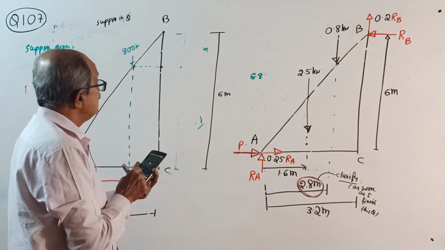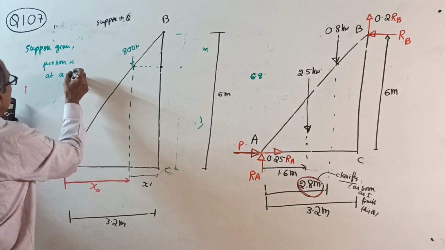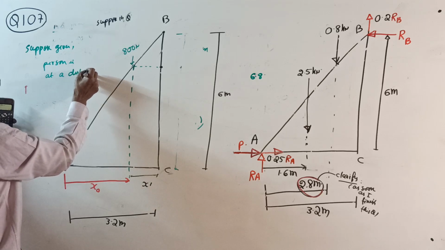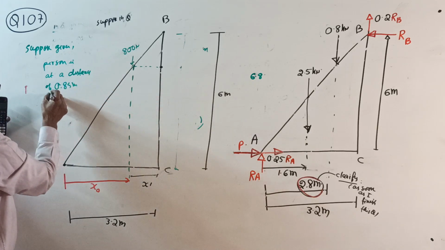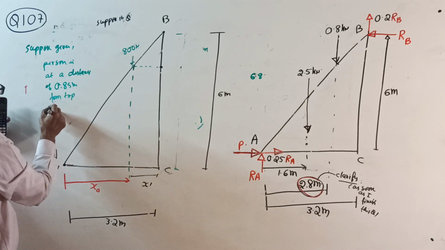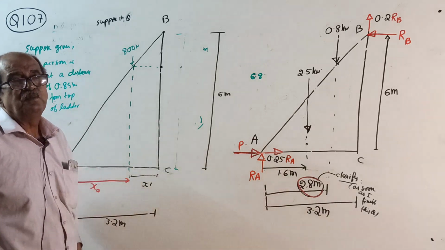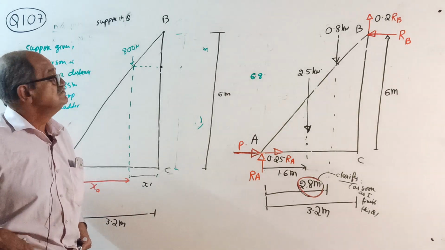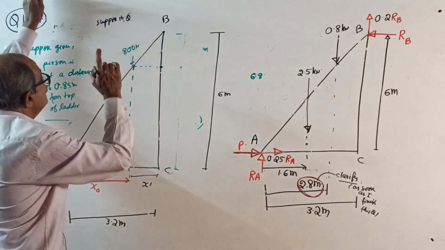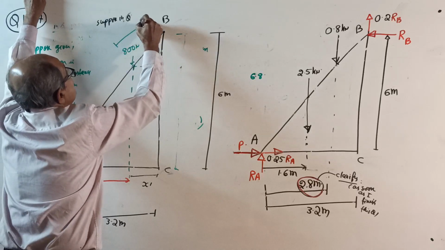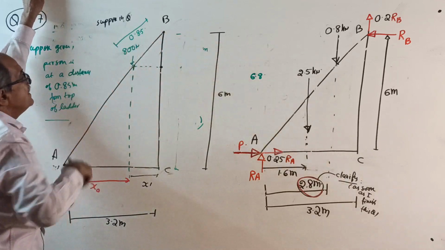0.75 by 6 into 6.8. Don't worry. In the question given, at a distance of 0.85 meter, it is actually the same question. Suppose they tell you at a distance of 0.85 meter from the top of the ladder. Suppose nothing else is given. In that case, they are giving this distance for you, 0.85 meter. Not this one. They are telling you that distance.